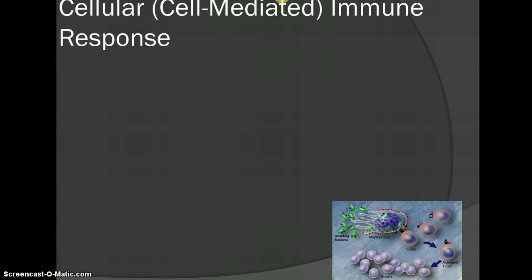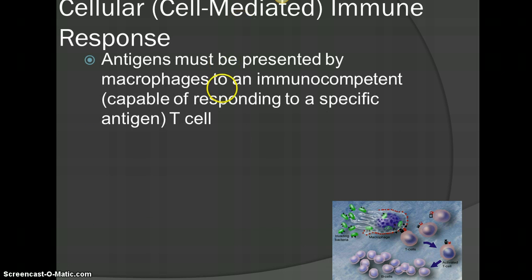So that's the cell mediated response, because it's actually going from the cell and killing a cell. Again, the antigen from that virus or bacteria, whatever pathogen it is, has to be presented by the macrophages or those dendritic cells to an immunocompetent T cell. Immunocompetent means it's capable of responding to a specific antigen. Otherwise it'd be immature, it's not quite ready yet. These ones are sitting waiting in the thymus to see an antigen.